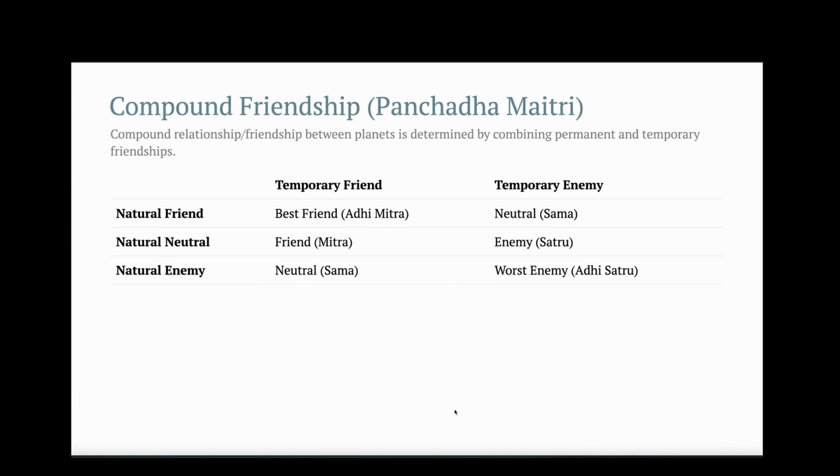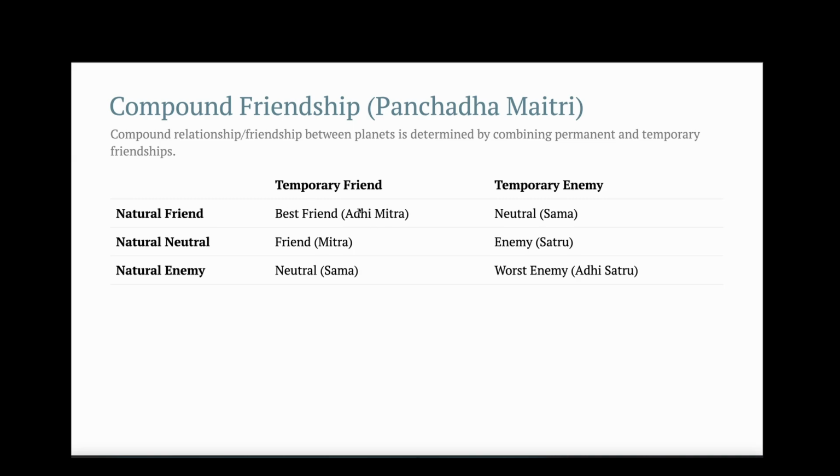So now finally we'll calculate the compound friendship. It's also called Panchada Maitri in Vedic astrology. The compound relationship between planets is determined by combining the permanent or natural friendship and the temporary friendship based on each chart. Let's look into the rules for compound friendship. If a planet is a natural friend and also a temporary friend, then those two planets are best friends.